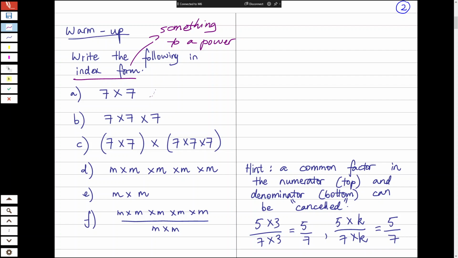Okay, so Stuart, what would you put for the first one? First question. Yep. 7 squared. Yep. 7 squared is the same as 7 to the power of 2. And remember, this small number here tells me how many times the large number, the base, appears when we're multiplying them together. All right. Any takers for the second one?